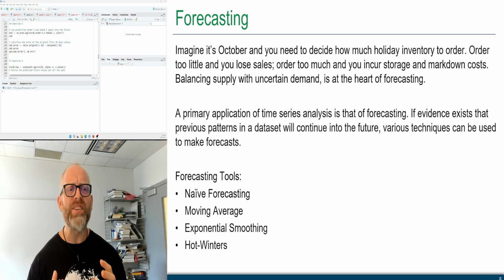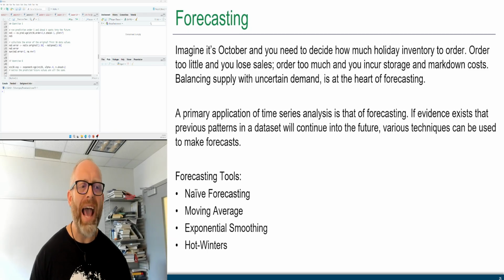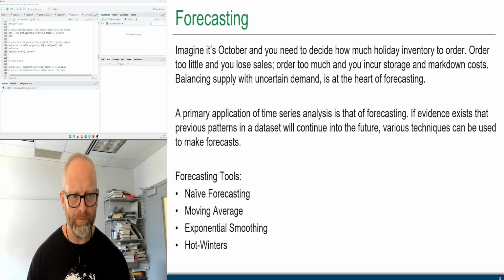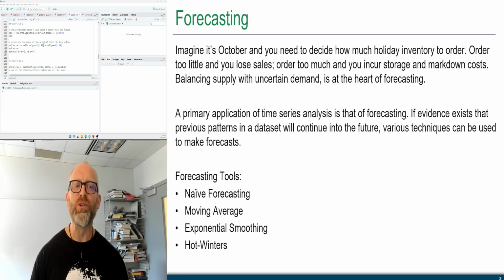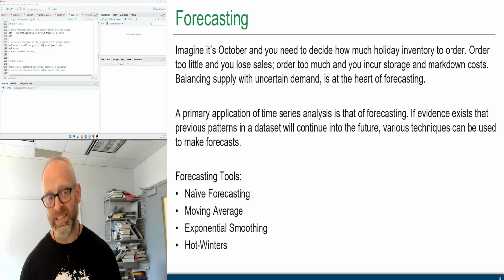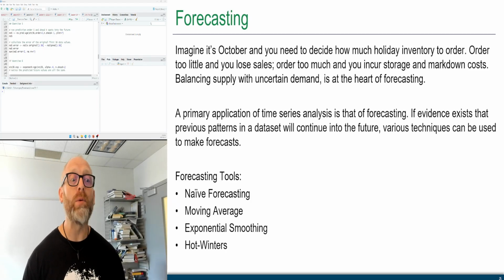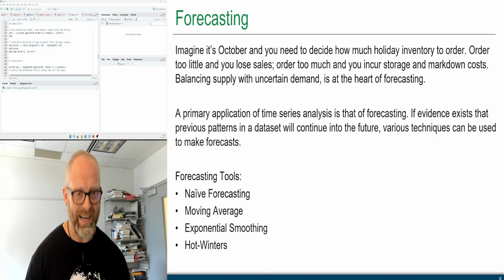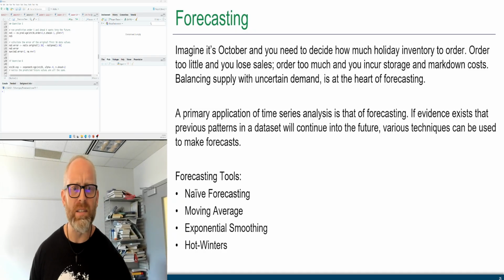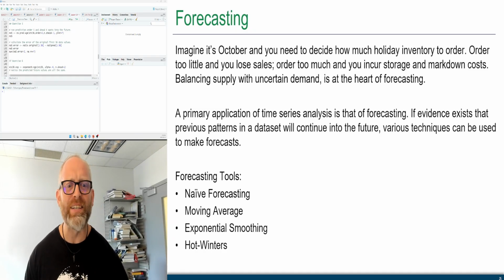So imagine it is October and you need to decide how much holiday inventory to order. Order too little and you lose sales. Order too much and you incur storage and markdown costs. Balancing supply with uncertain demand is the heart of forecasting. We can think of this as the classic trade-off in retail.